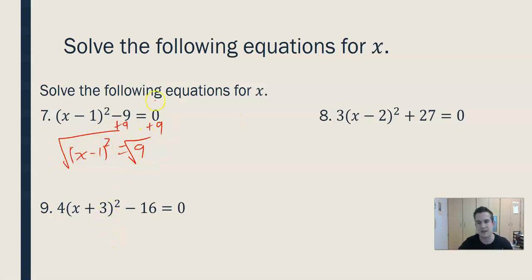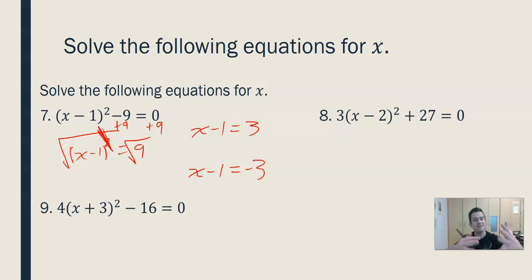I'm going to write something here, and I'll show you why in a minute. So I'm going to have x minus 1, because this cancels, equals 3. But also, I have x minus 1 equals negative 3. So when I square root both sides, the square root and the square cancel each other out. The square root of 9 is either 3 or negative 3, because 3 times 3 is 9, and negative 3 times negative 3 is also 9.